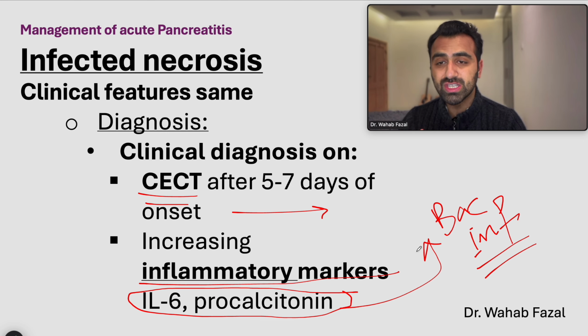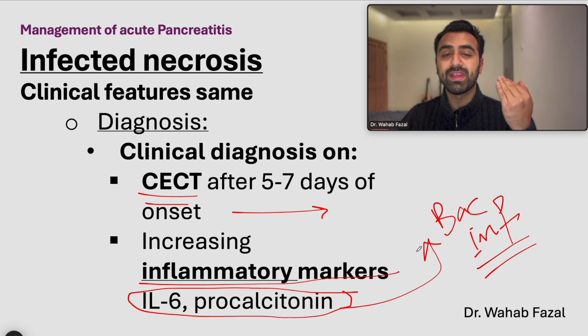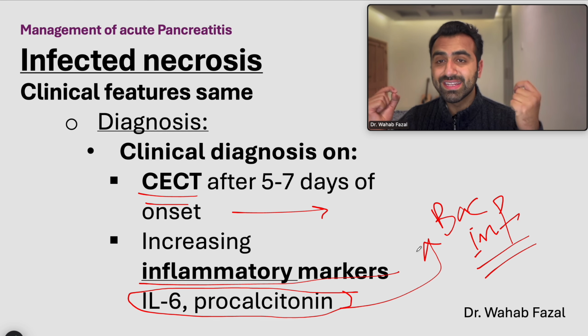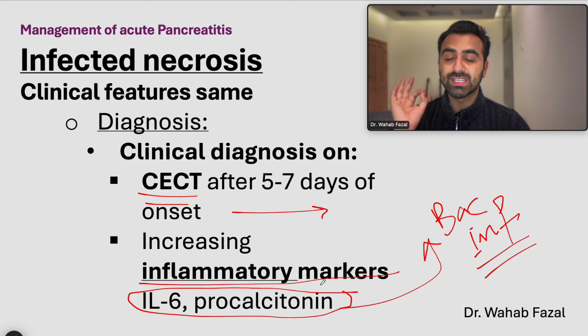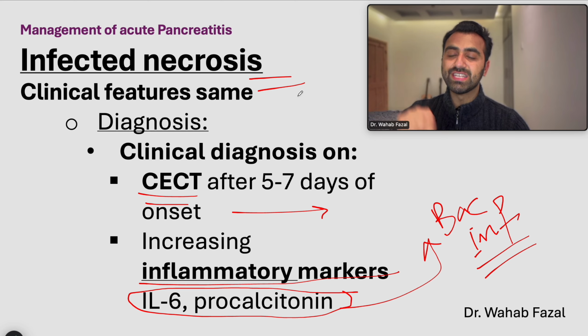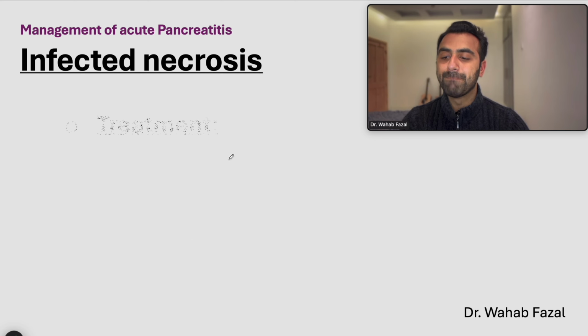We are seeing necrosis on contrast enhanced CT. We are aggressively hydrating. We are trying to start nutrition, but this patient is not improving. At this point, you want to get these inflammatory markers like IL-6 and procalcitonin and start suspecting that this patient might actually be getting infected necrosis and might require antibiotics.